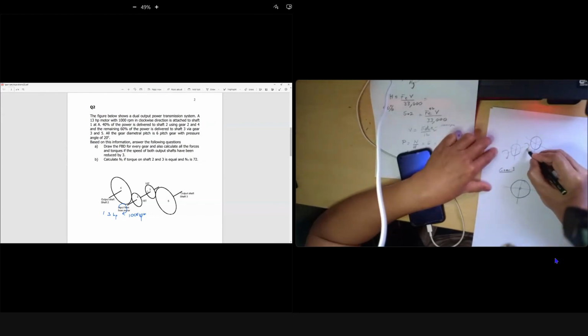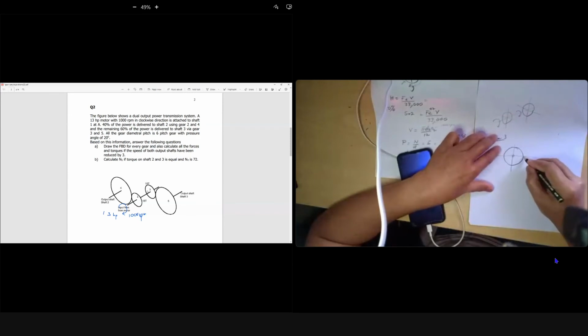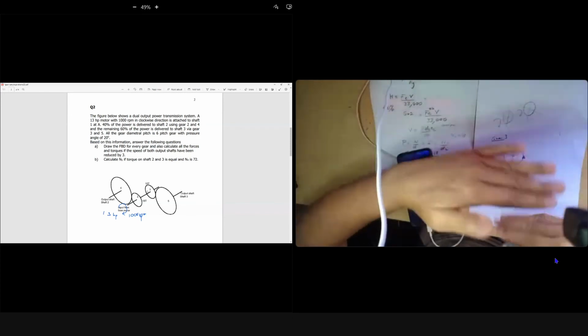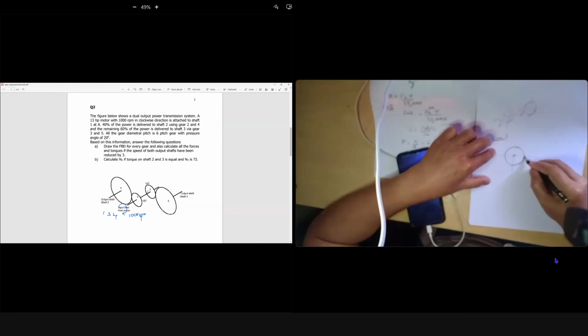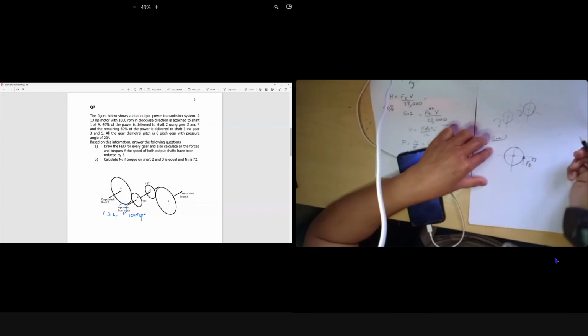Right, this one is the drive. It is yes, upward, because gear 3 is driving. So the reaction from the tooth of your gear 5 is F tangent 5 to 3. But be careful, 5 to 3.